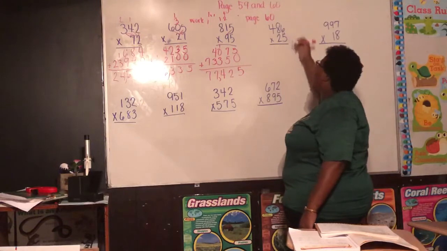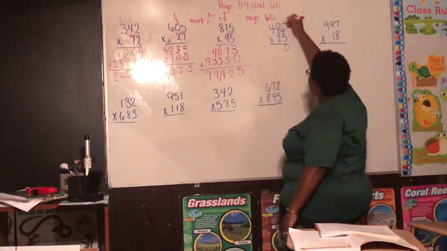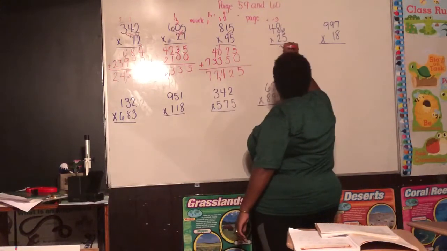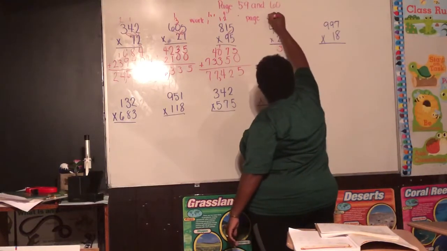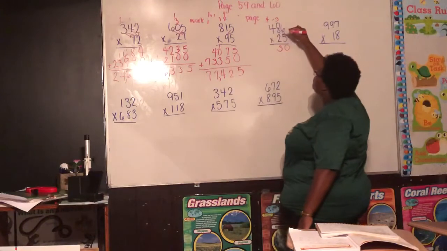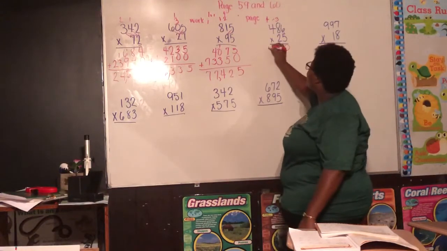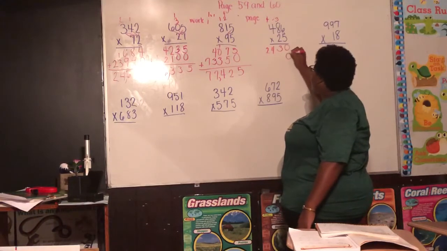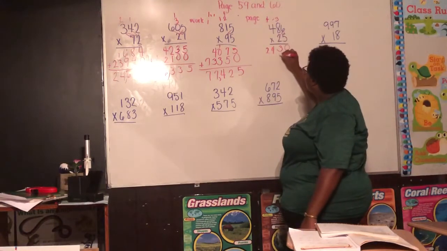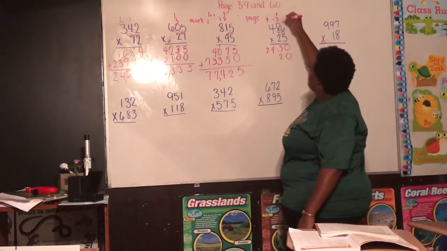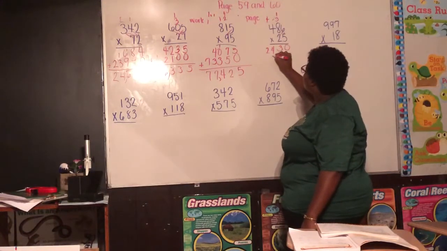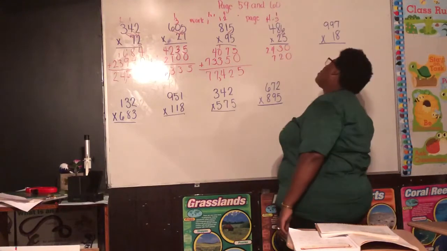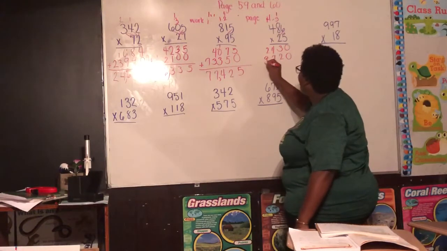6 times 5 is 30. Carry your 3. 6 times 8 is 48 plus 3 more is 43. Carry your 4. 4 times 5 is 20 plus 4 more is 24. Put your 0. Then 2 times 6 is 12. Carry your 1. 8 times 2 is 16 plus 1 more is 17. Then 4 times 2 is 8 plus 1 more is 9.